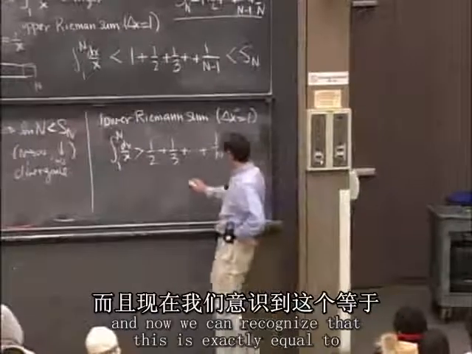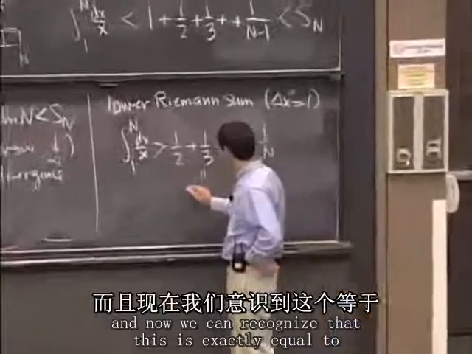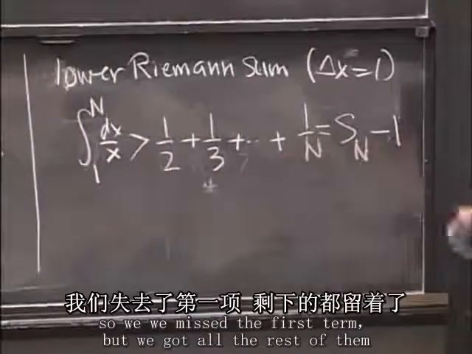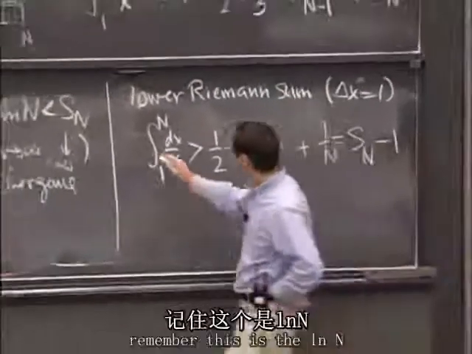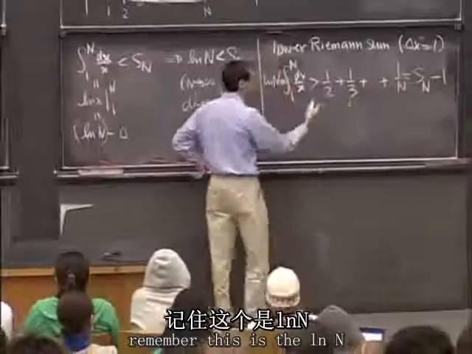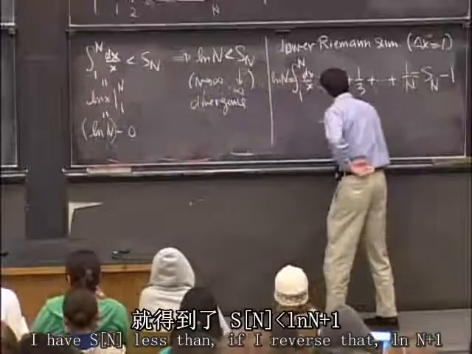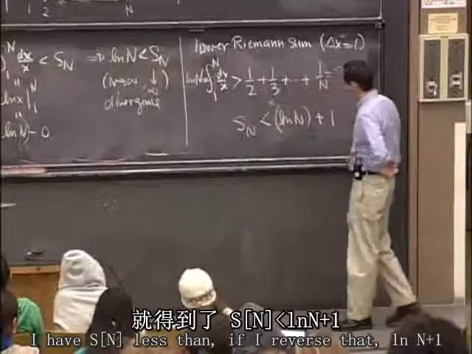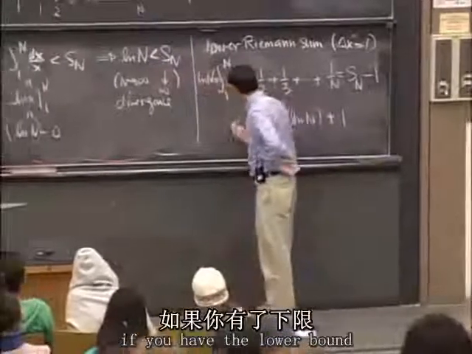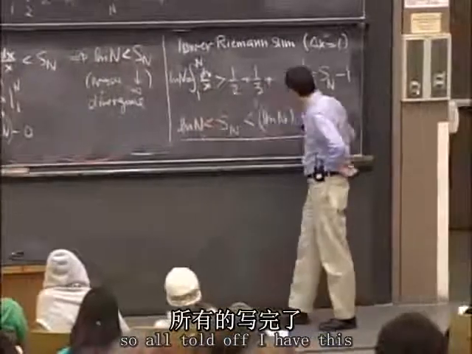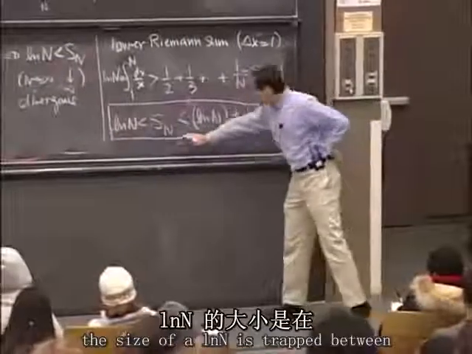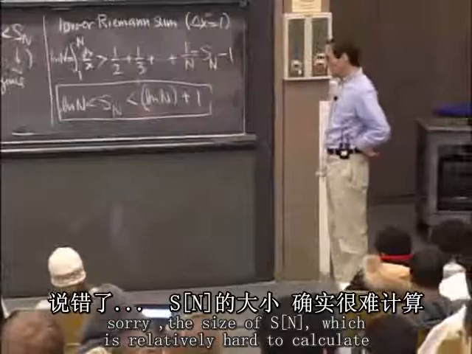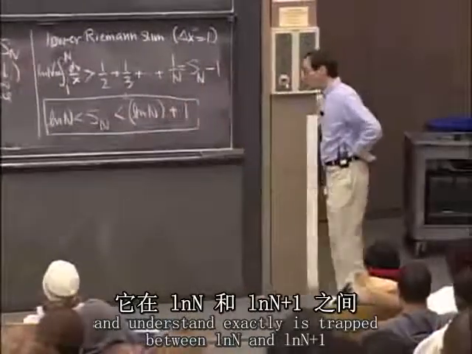And now we can recognize that this is exactly equal to Sn minus 1, minus the first term. So we missed the first term, but we got all the rest of them. So if I put this to the other side, remember this is log n. If I put this to the other side, I have the other side of this bound. I have that Sn is less than, if I reverse it, log n plus 1. And so I've trapped it on the other side. Here I have the lower bound, so I'm going to combine those together. So all told, I have this correspondence here. That is, the size of Sn, which is relatively hard to calculate and understand exactly, is trapped between log n and log n plus 1.